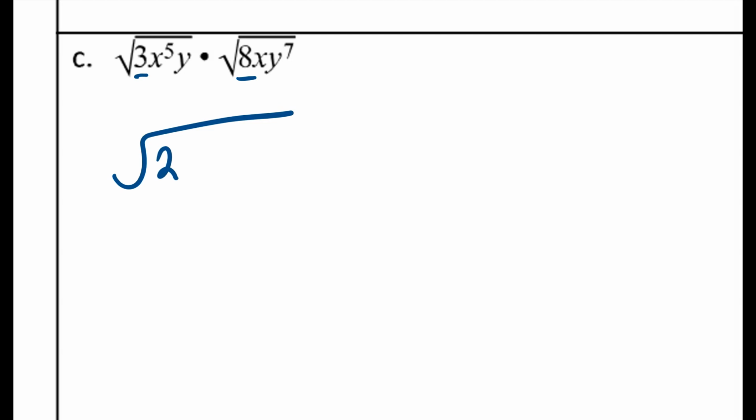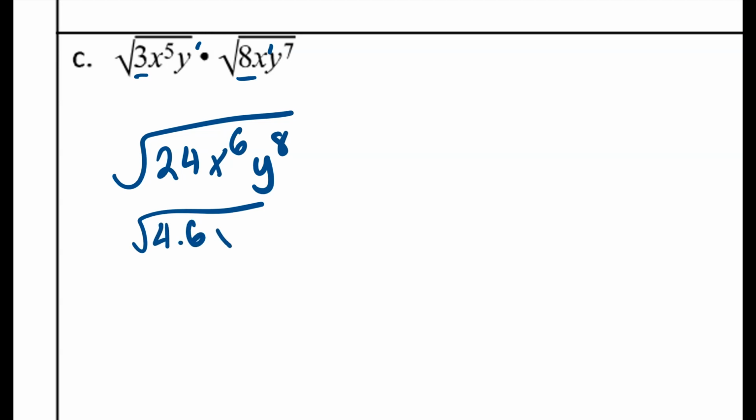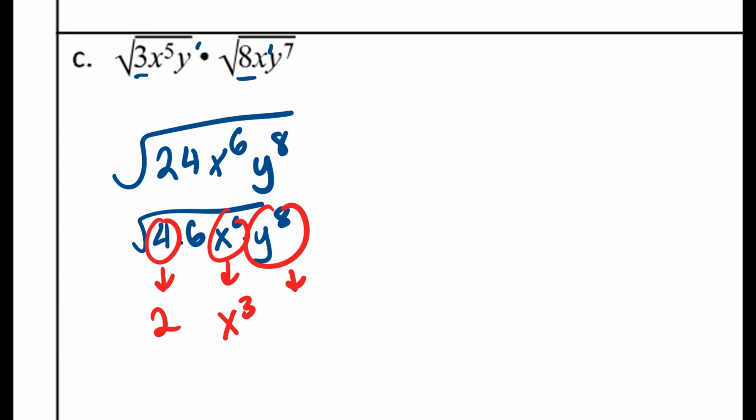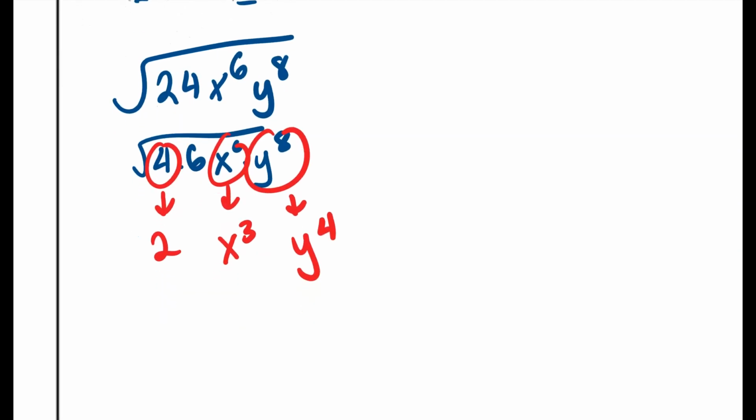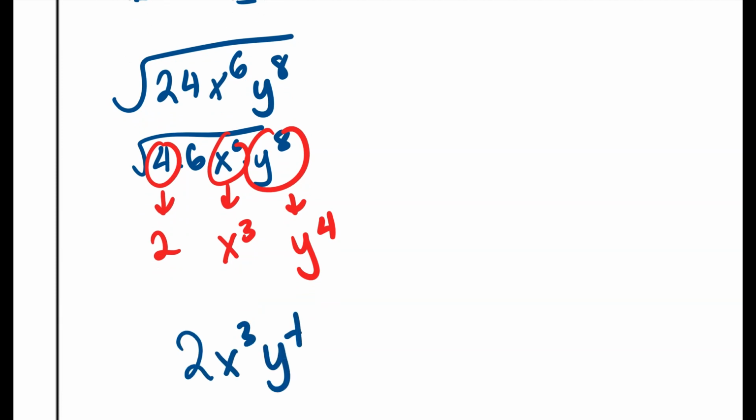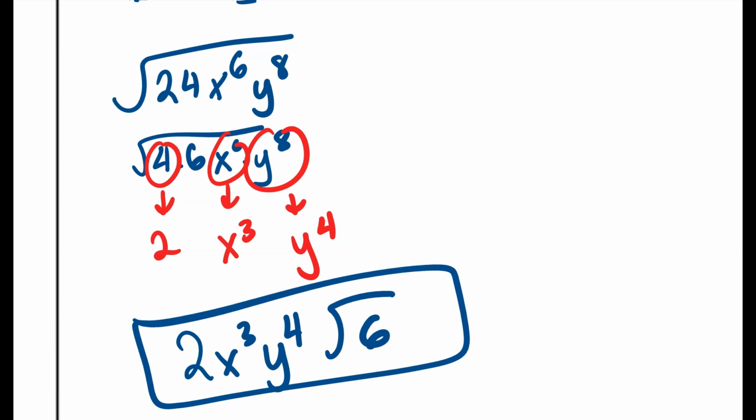3 times 8 is 24. x to the 5th times x to the 1st, remember, I add those exponents. And y to the 1st times y to the 7th is y to the 8th. So 24, we've seen this number before. It breaks down into 4 and 6. And x to the 6th and y to the 8th are both perfect squares already because those exponents are even. The 4 comes out as a 2. When I take half of that exponent, it becomes x to the 3rd. And when I take half of that exponent, it becomes y to the 4th. So all I'm left with is 2x cubed y to the 4th on the outside and a 6 under my radical.